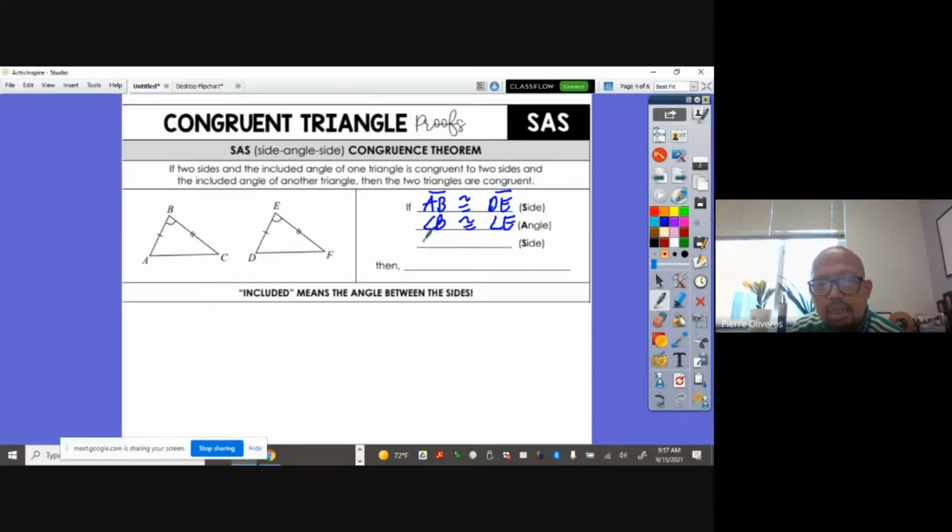And side BC is congruent to side EF. And that's enough for me to say that triangle ABC is congruent to triangle DEF using side angle side congruency. Included means the angle between the sides. It's a sandwich of the two sides. All right, let's go ahead now.